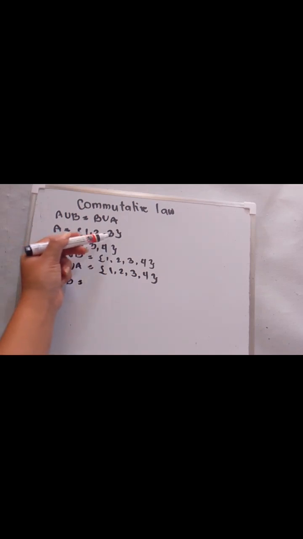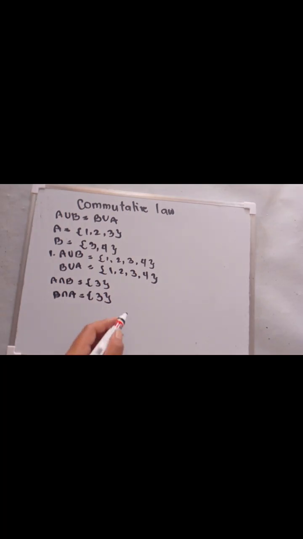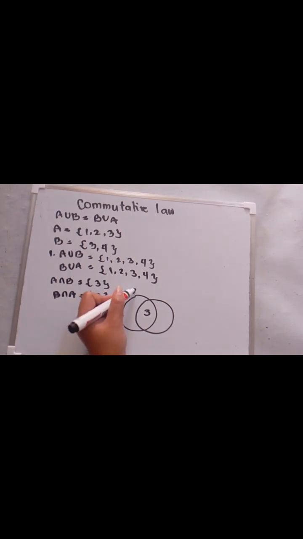Now for the intersection, A intersect B is the set of 3, and B intersect A is the set of 3. The only number that appears in both A and B is 3, and the same in B intersect A. Same result again, so intersection is also commutative. When we draw a Venn diagram, no matter which set is placed on the left or right, the shaded region stays the same. This visually proves the commutative laws.